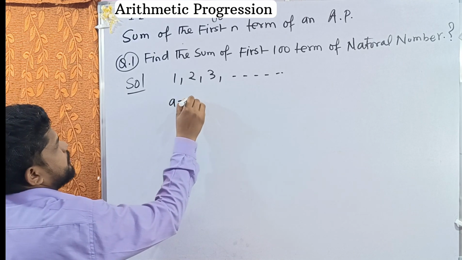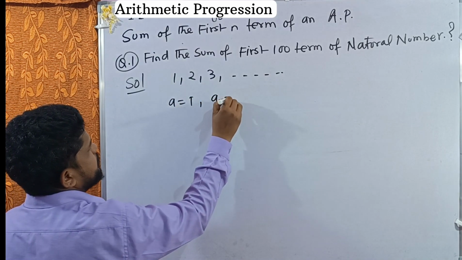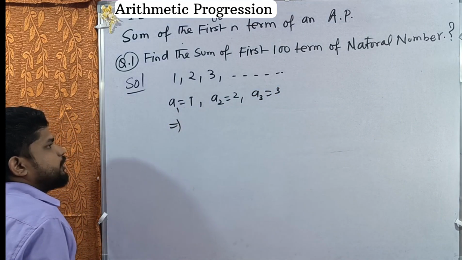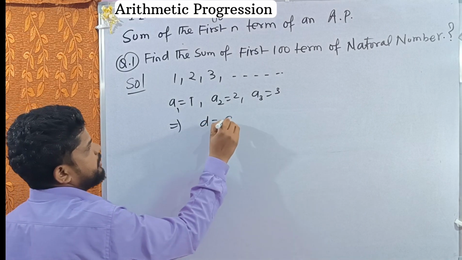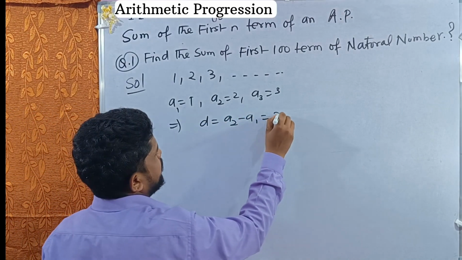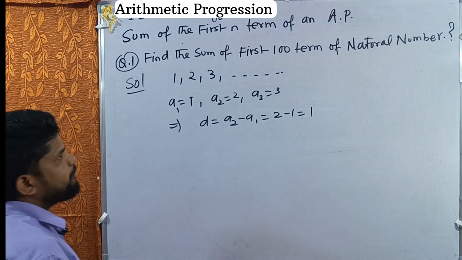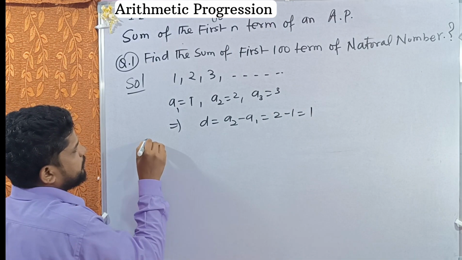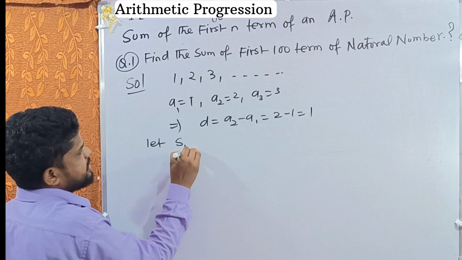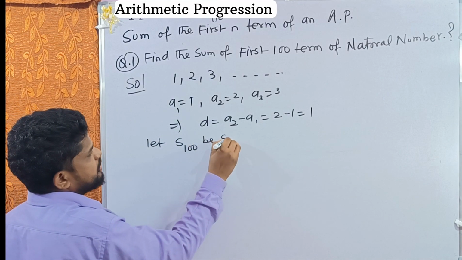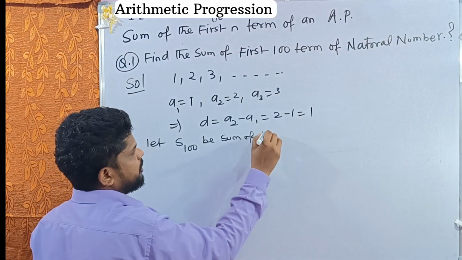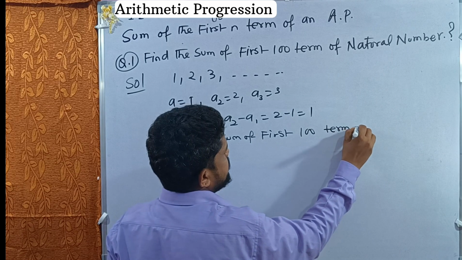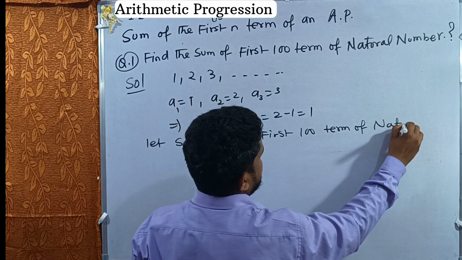Here the first term is 1, the second term is 2, and the third term is 3. Here you can say that the common difference, small d, will be a2 minus a1, which is 2 minus 1, which is 1. Now suppose let S100 be the sum of the first 100 terms of natural numbers.